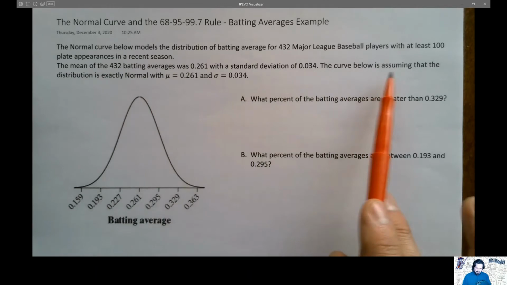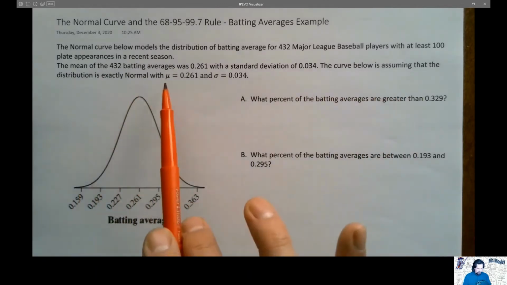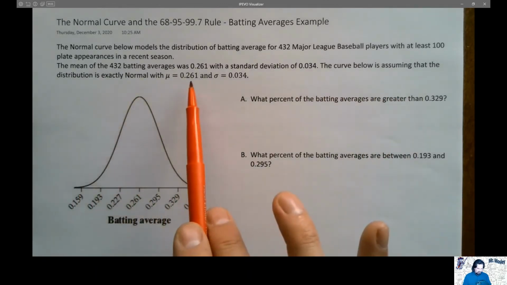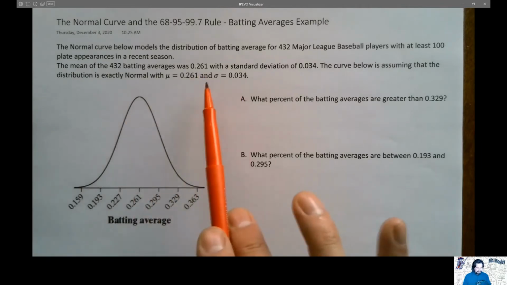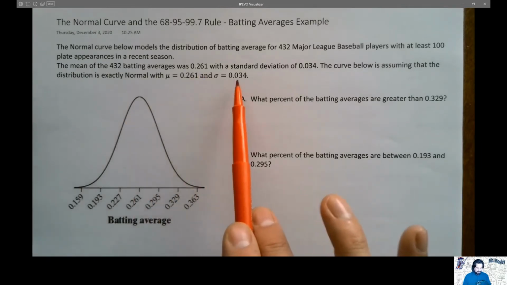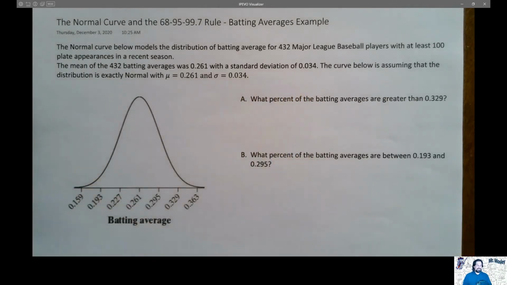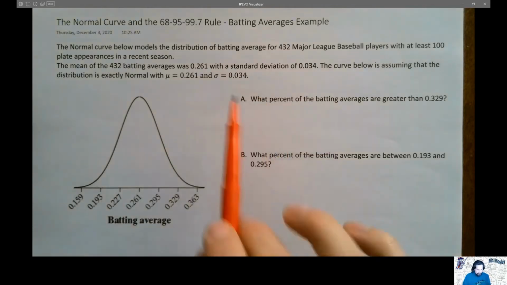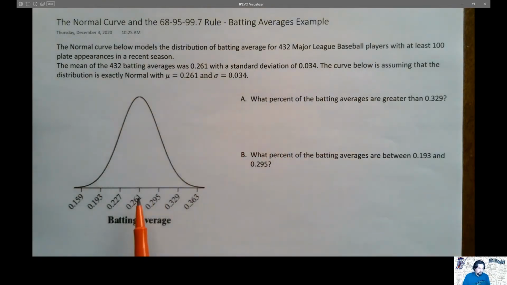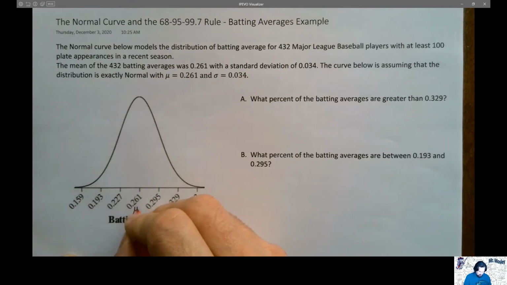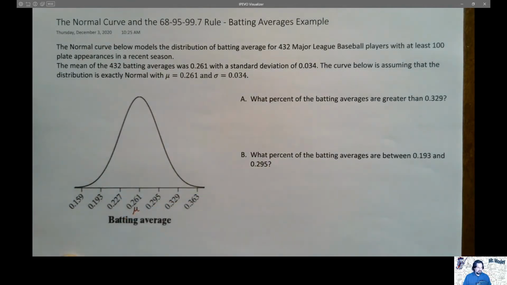The curve below is assuming that the distribution is exactly normal with mu, or mean, of 0.261 based on the mean of the averages, and sigma, or standard deviation, of 0.034. Again, they're using the standard deviation from the actual data of the 432 batting averages. So now, question one. Let's look at the curve here. We have 0.261. That is mu, our mean.